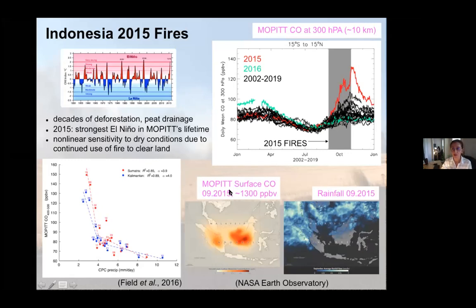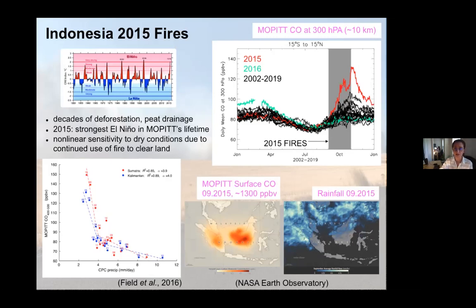In any case, the emissions during the fire were much higher than usual, and you can see here in this map that the surface values were around 1300 ppb, which is really high for surface values. You can see that rainfall during the month of the fires had been extremely low. And in this analysis by Field et al., they show that when you go past a certain threshold in terms of lack of rain, the fire effects are not linear anymore.